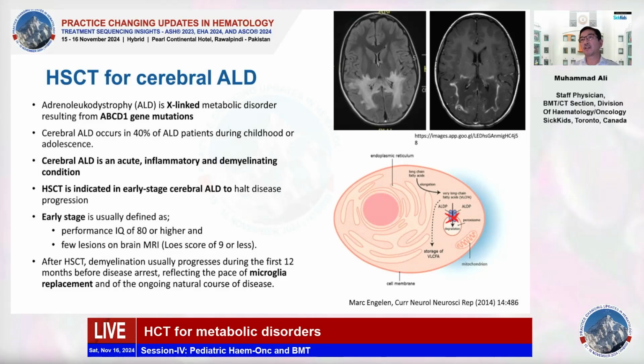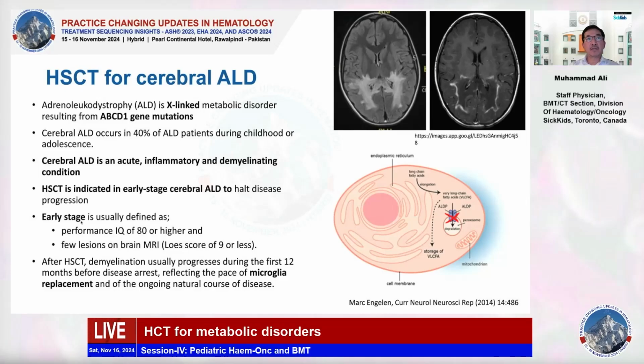However, we will consider this patient for transplant because transplant is the only treatment. For the patients who have the contrast enhancing lesion, the only treatment available for them is the allogeneic bone marrow transplant in an attempt to halt the disease progression. And the transplant is considered only in the early stage of cerebral ALD, because unfortunately the advanced stage of the disease will not benefit from transplant.